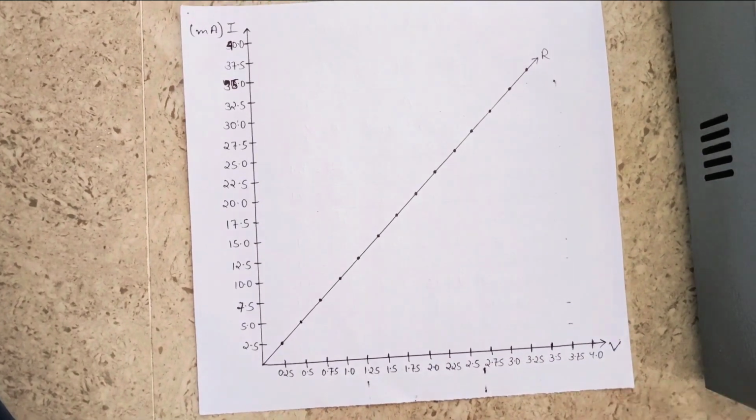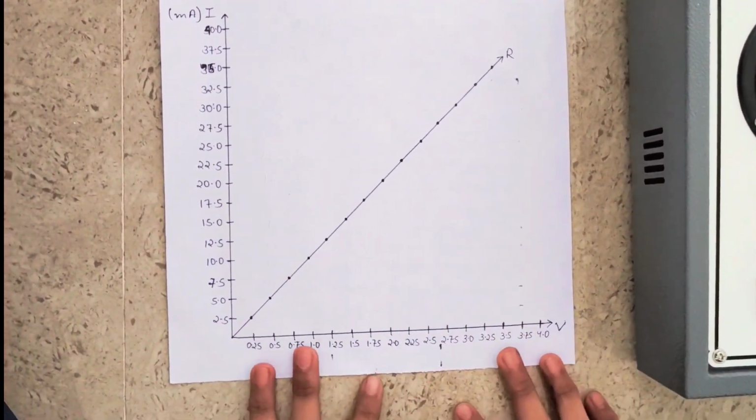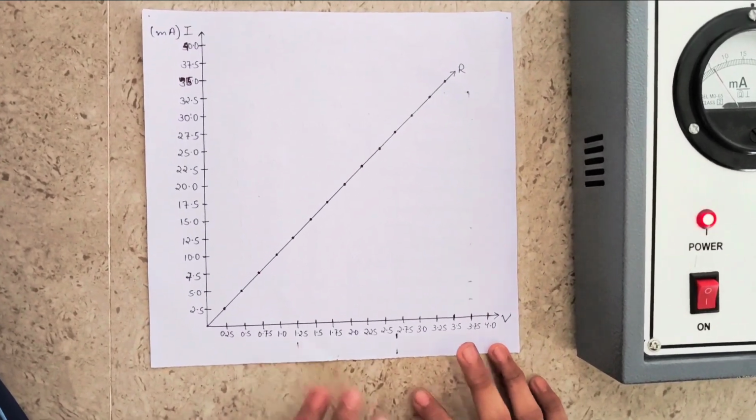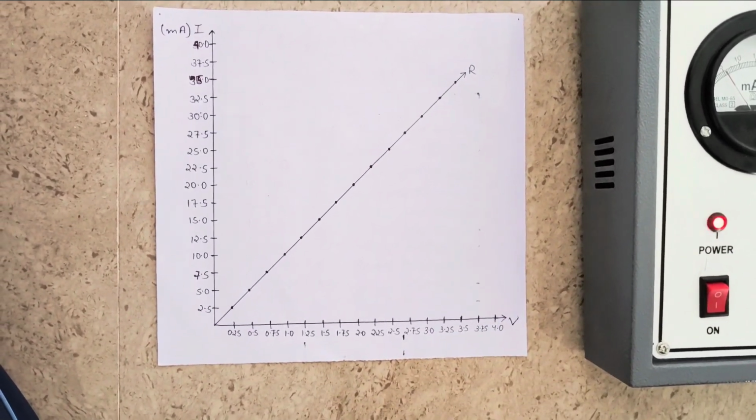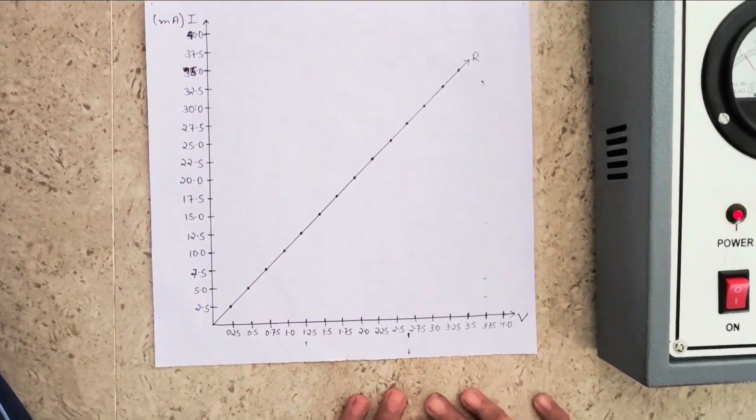This shows that our circuit and our plotted graph both are following Ohm's law. So by this we can prove that V is directly proportional to I and both move at the same speed. Thank you.